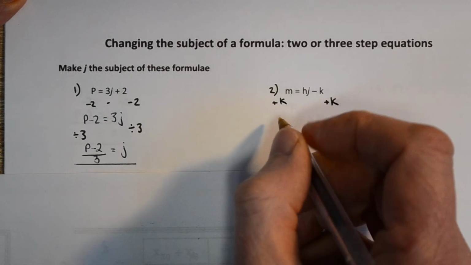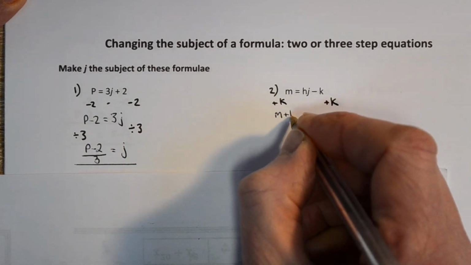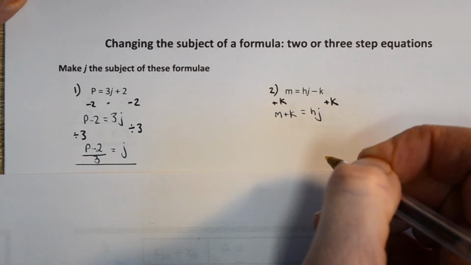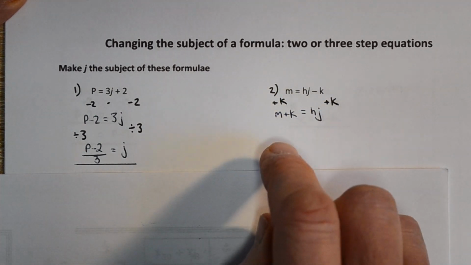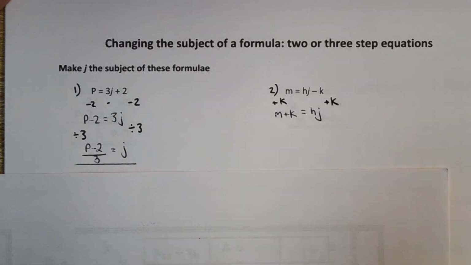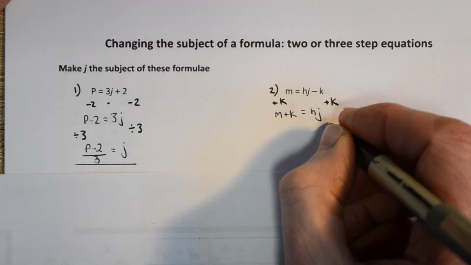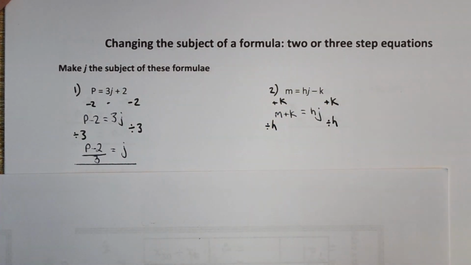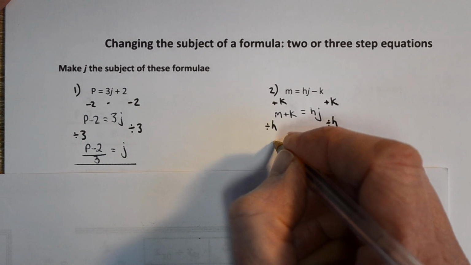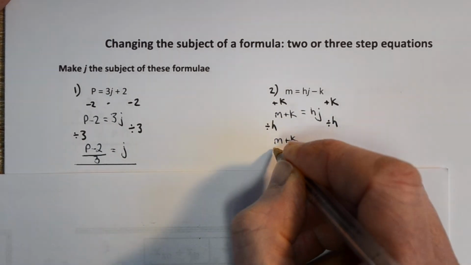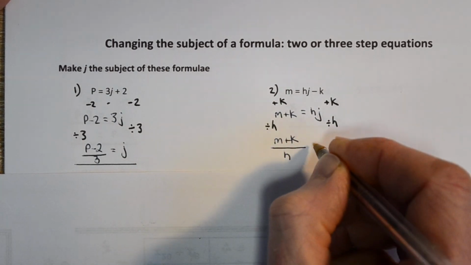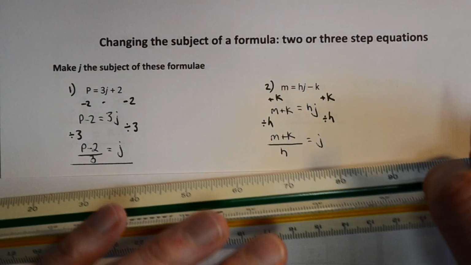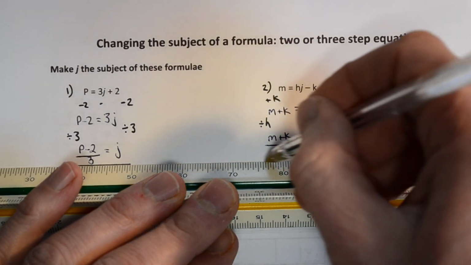So on the left we've got k added, on the right the k's cancel out, which just leaves us with hj. We want j on its own. It's being multiplied by h, so we do the opposite operation. We divide by h. And again use the fraction bar to indicate divide. Just left with j on the right. So j is the subject of the equation.